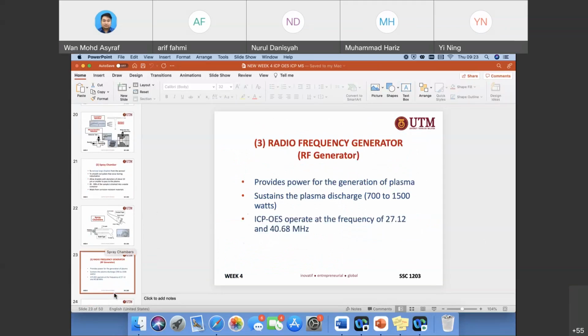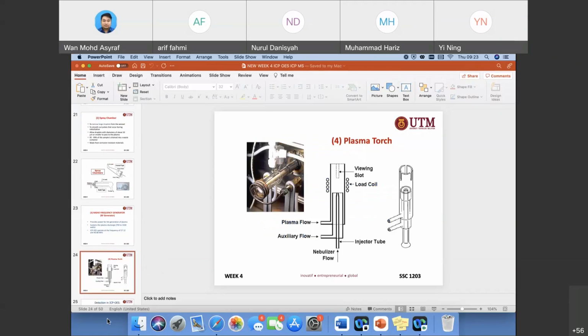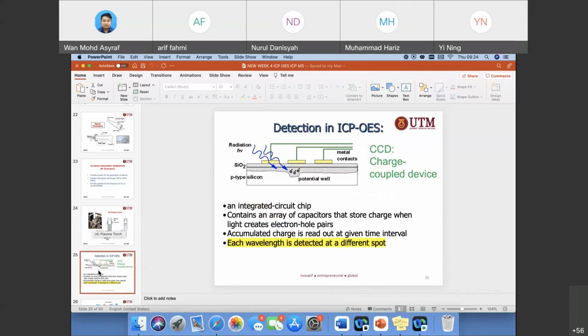So it provides power for the generation of plasma. Okay, so you need to know also the plasma torch, what are the flows that make up your plasma torch. We have plasma flow here, auxiliary flow. We have your nebulizer flow from your sample, and then we have the injector tube here. All right. Okay, so how is the emission detected in ICP-OES?